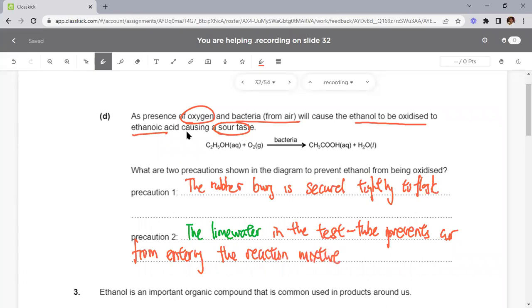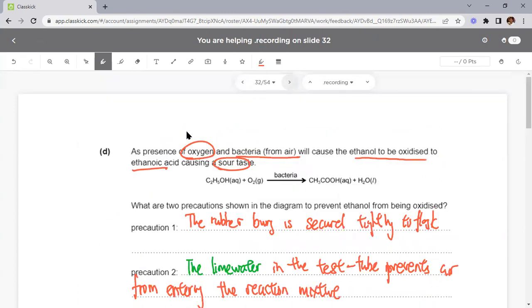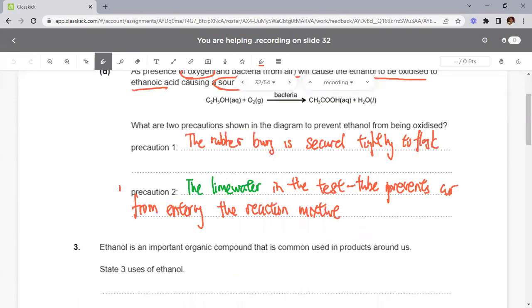So what do we mean by that? If you look back at the diagram, you realize that because the liquid level is up to the tube here, air cannot go inside. But the carbon dioxide produced here can bubble out. This is quite interesting because we call this concept an air trap. This precaution two is setting up an air trap.